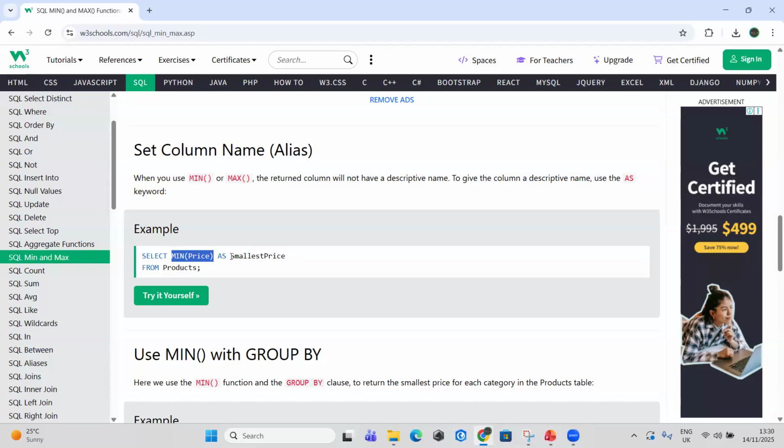I've given it a name. I'm assigning it a name. I will call it smallest price. So the next time I will write select smallest price from products, it means the minimum price. But it will only work once you have implemented this.